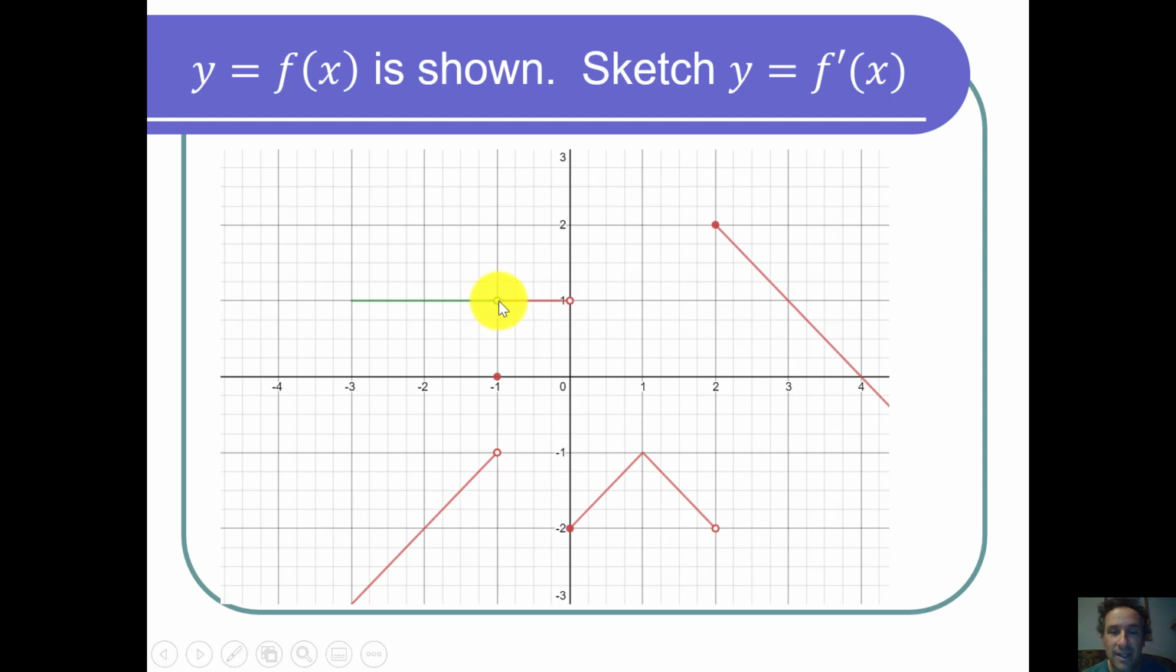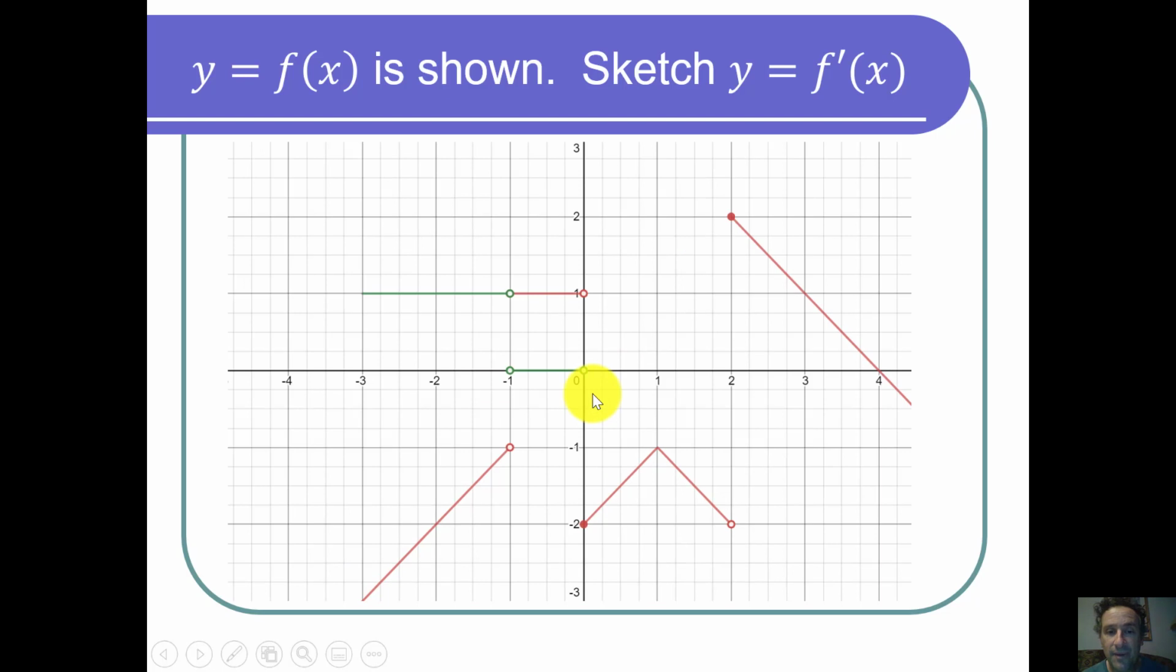And then here, between negative 1 and 1, it's horizontal. A horizontal line has slope 0. So the derivative is going to be down here on the x-axis. So let's draw that. And here we have it. So notice we're up at 1, and then we jump down to the x-axis until we get to the origin.